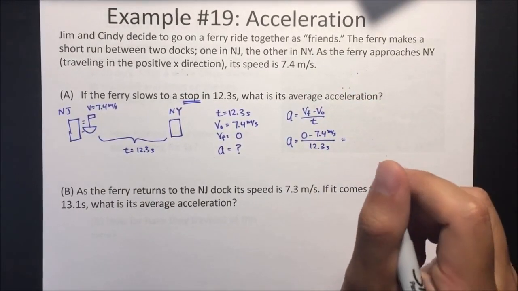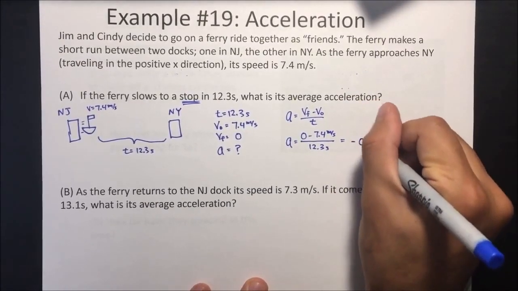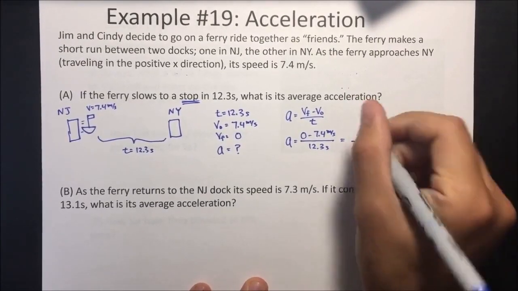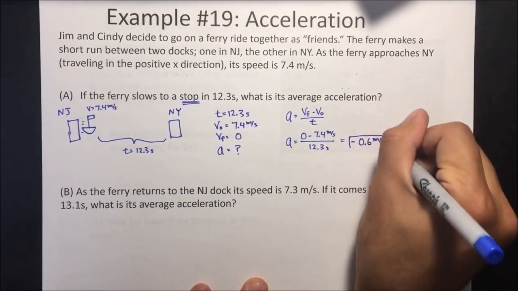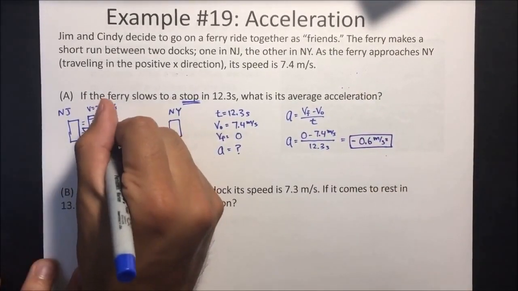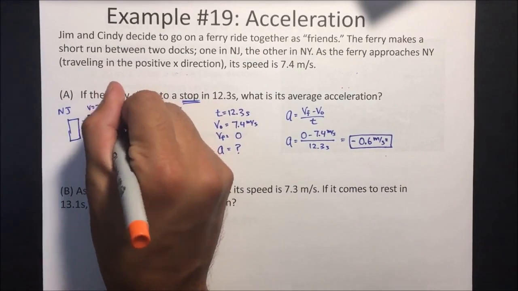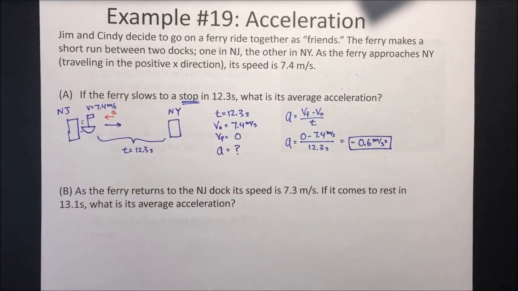We do some math and we find that our answer is negative 0.6 meters per second squared. And this should make sense because if the ferry is going this way and it's slowing down, that means the acceleration has to be going the opposite direction.